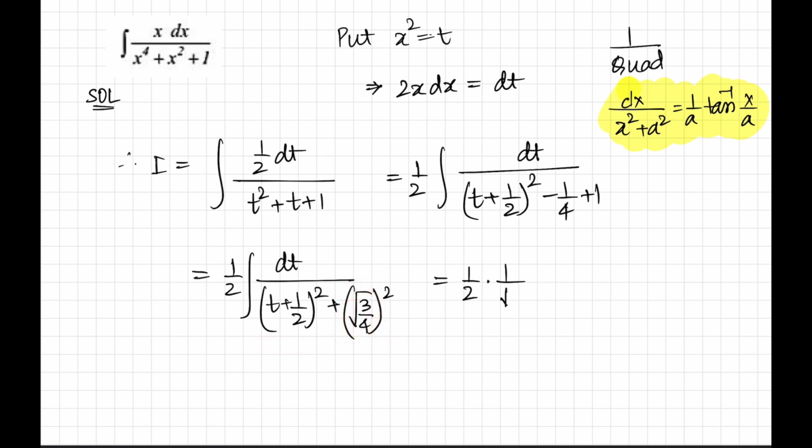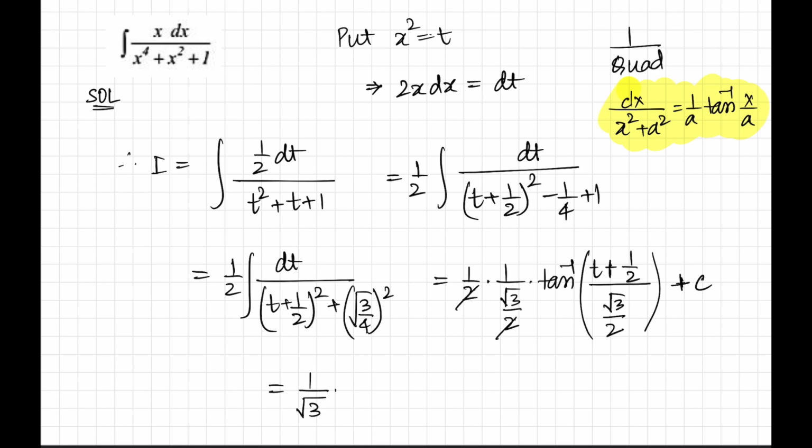So this becomes root 3 by 2 into tan inverse of, in place of x, we get t plus 1 over 2 upon root 3 by 2 plus constant of integration. So this, if we simplify, 2 and 2 will get cancelled out, and this is equal to 1 by root 3 into tan inverse of 2t plus 1 upon root 3 plus c.